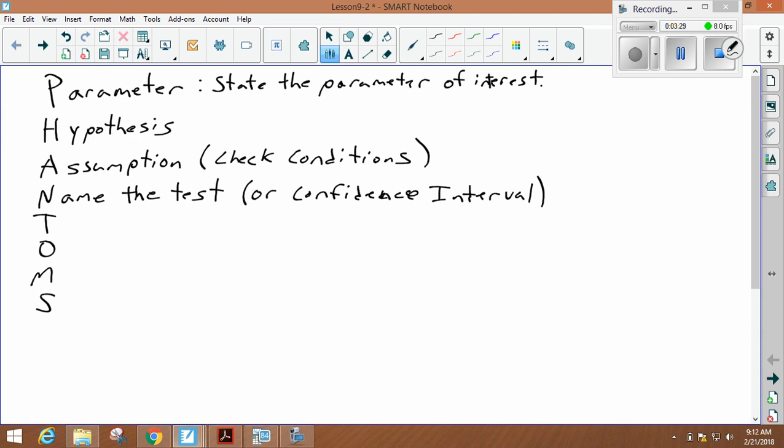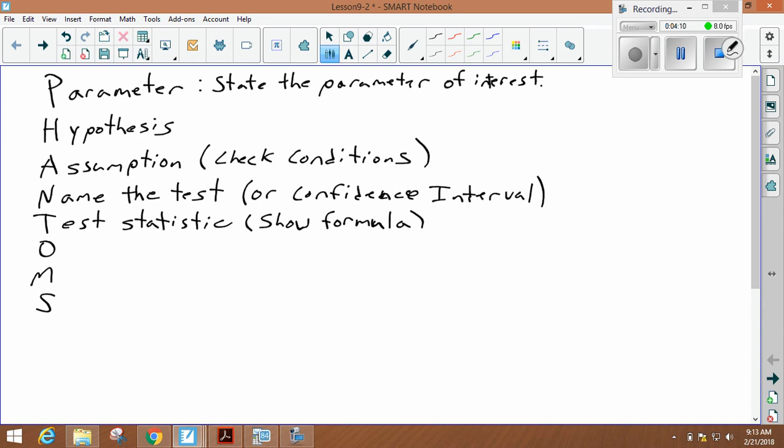All right, T stands for test statistic, which is usually in the form of a formula. So this means, hey, show your formula. And it'll make more sense why that's the formula, why test statistic means formula, as we go through this chapter. O is for state the observed value.